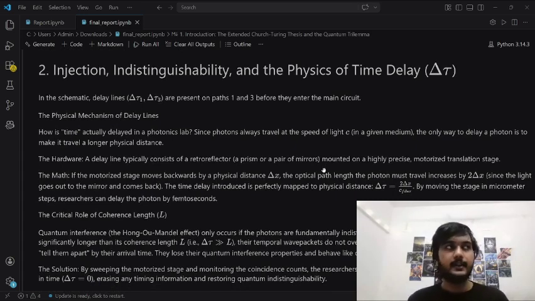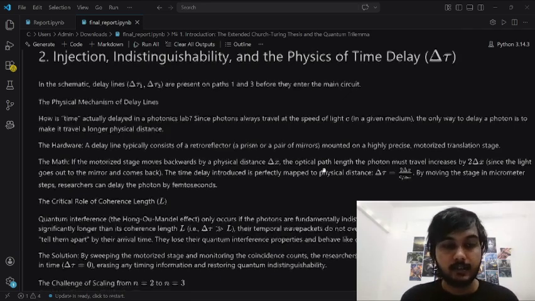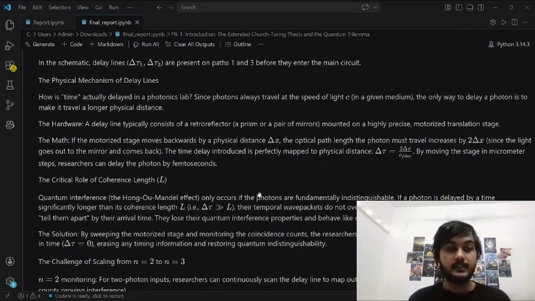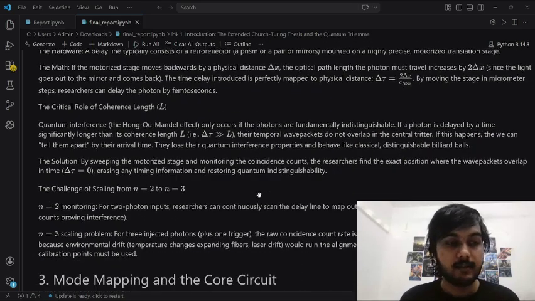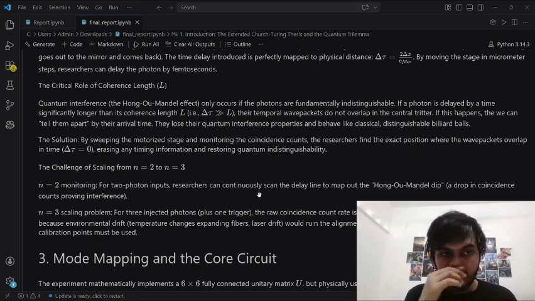But what we should keep in mind is that the delay should not be greater than the coherence length of our system, because if it is, then they will not interfere at all. Then there is no use of it. The quantum interference part, the Hong-Ou-Mandel effect that we see particularly in two photons, occurs if they are fundamentally indistinguishable. That means they should be in that coherence length region. Otherwise, we will be able to distinguish them.